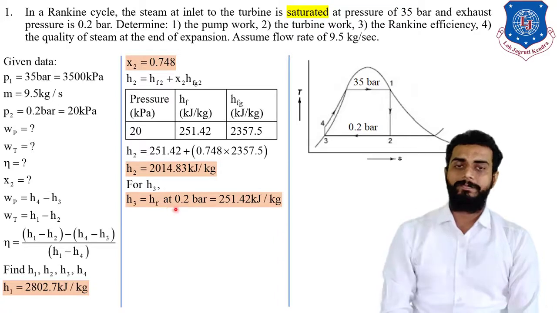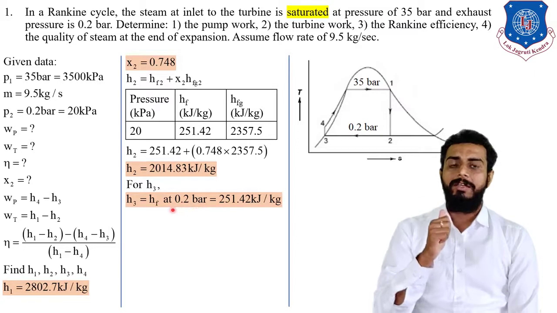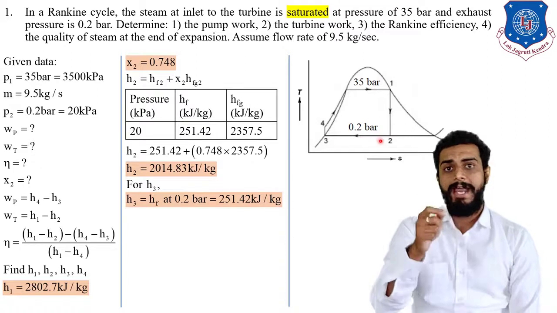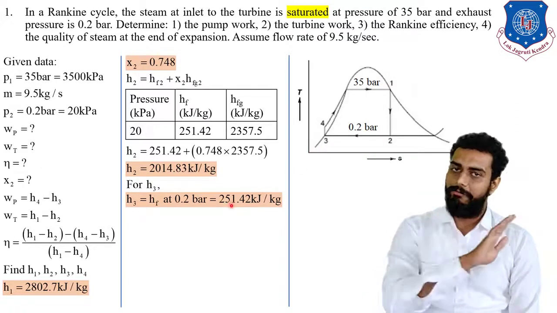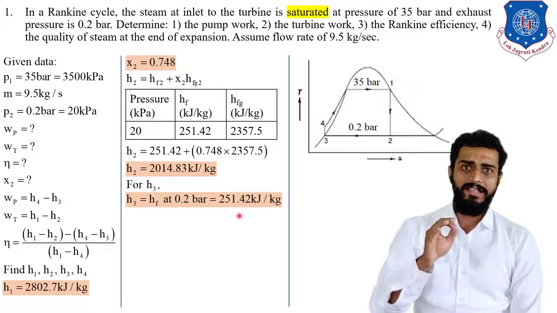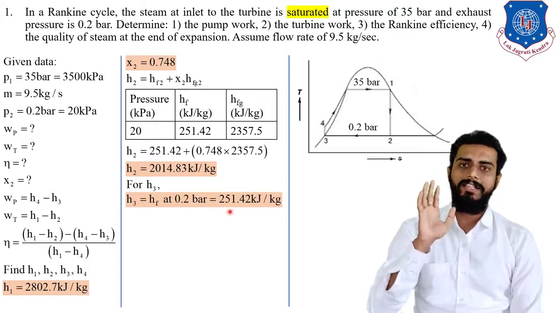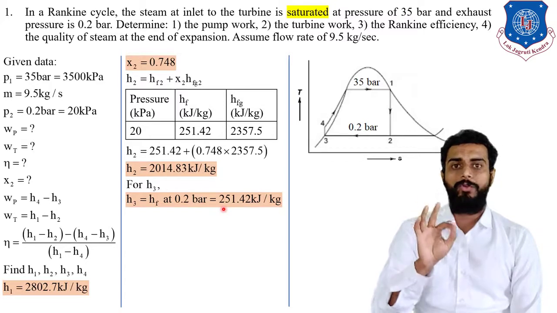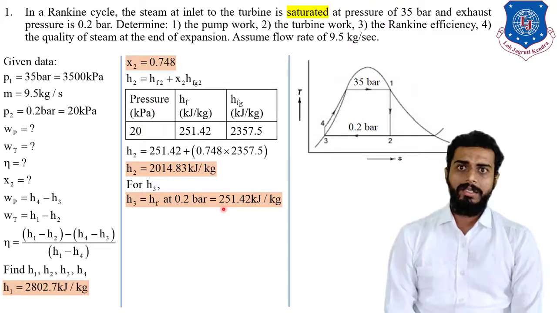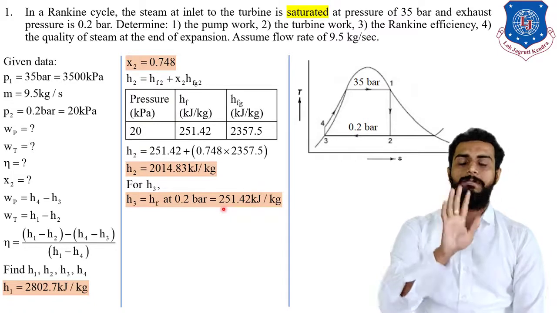But at what pressure? So corresponding to point 3, what pressure is given? 0.2 bar, right? So that means you will find HF at 0.2 bar. Clear everyone? Very easy. Open the steam table and corresponding to 0.2 bar, find out the value of HF. That is 251.42 kilojoule per kg. Clear? Now we will move forward. So that is our H3. Now the crucial thing, last point, that is point number 4.